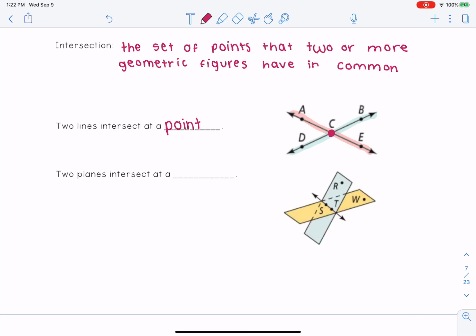Now look at where these 2 planes intersect. They actually overlap each other in a line. So in this case, it's that line ST where they overlap.